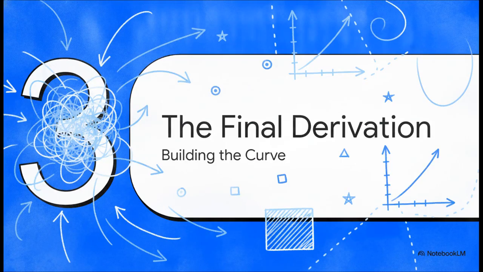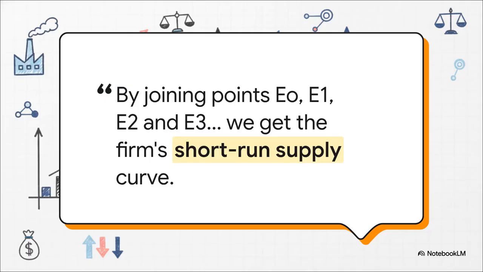Which brings us to part 3, the final derivation. I love this direct quote from our source material because it perfectly describes the mechanical process of translating our findings onto a standalone price-quantity axis. It says, by joining points E0, E1, E2, and E3 as shown separately in panel 2, we get the firm's short-run supply curve. We're essentially taking the precise decisions the firm made at each varying price level and isolating them into a pure, clean graph.